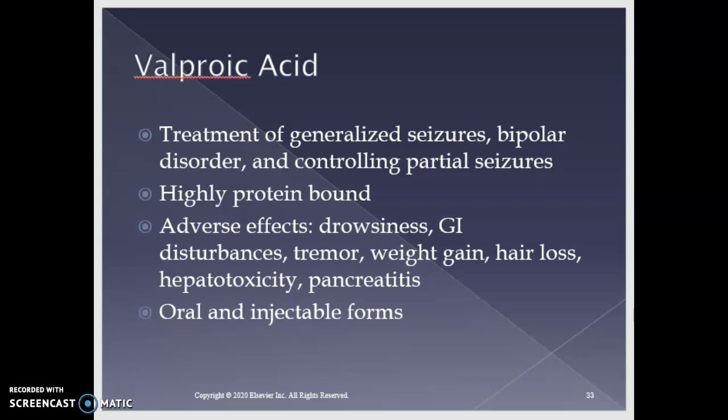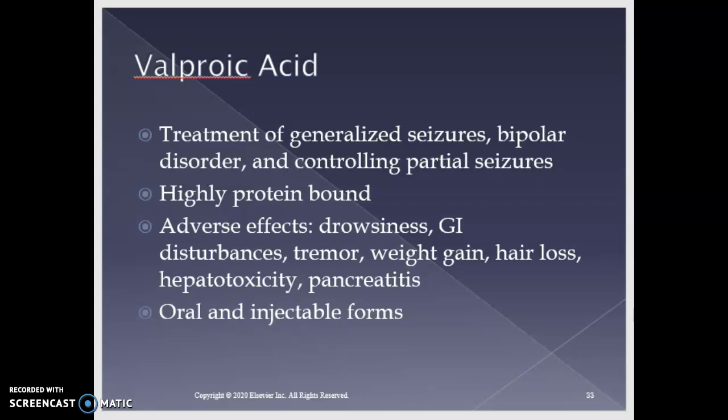Now, as I said, it can cause a prolonged bleeding time, so we would not want to use this with warfarin, aspirin, also using alcohol. Those could cause severe bleeding. We also obviously wouldn't use it with any other CNS depressants.